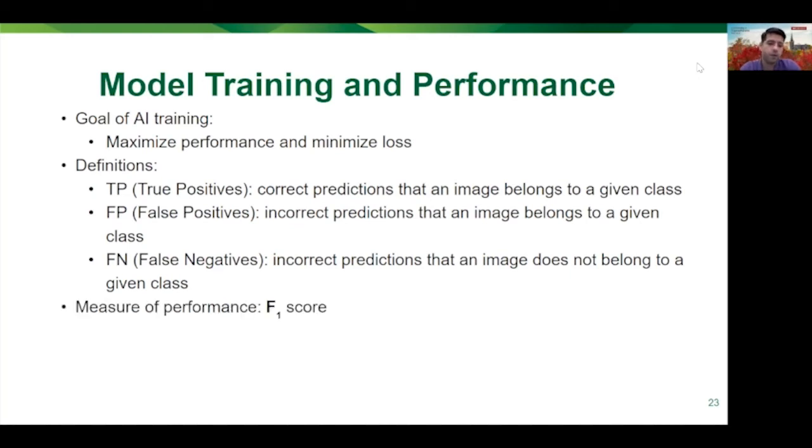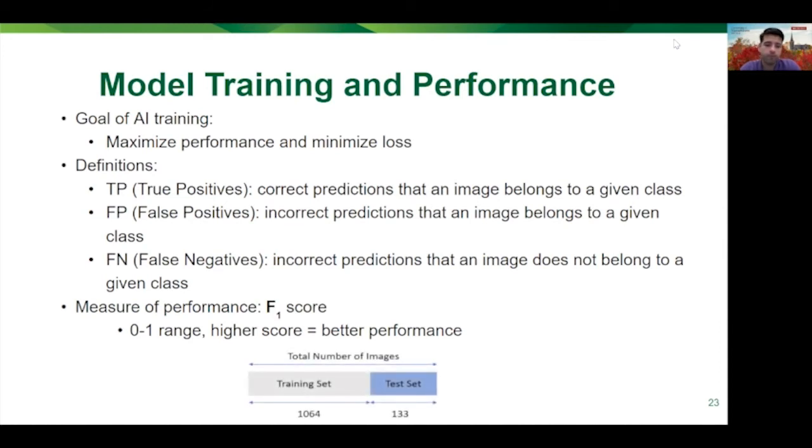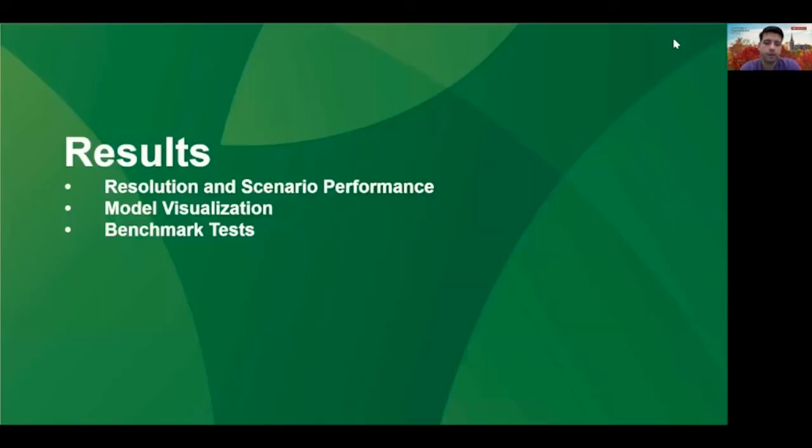The measure of performance that we chose was the F1 score, which is a metric that keeps track of the sensitivity of those underlying factors, the true positives, false positives, and false negatives. The score is in the 0-1 range, where a higher score indicates better performance and higher sensitivity. And to give you an idea of the split of our total number of images, we have the 1,064 images after performing data augmentation, and the 133 unique images unseen by the model previously before we actually test its predictive capability.